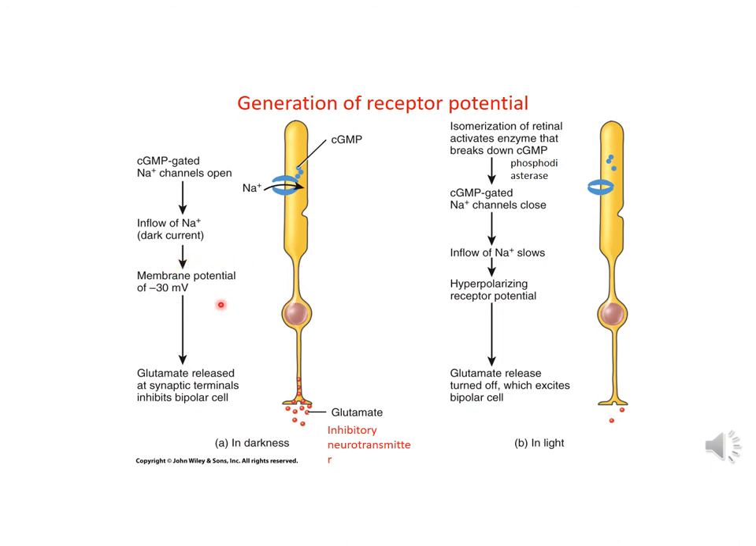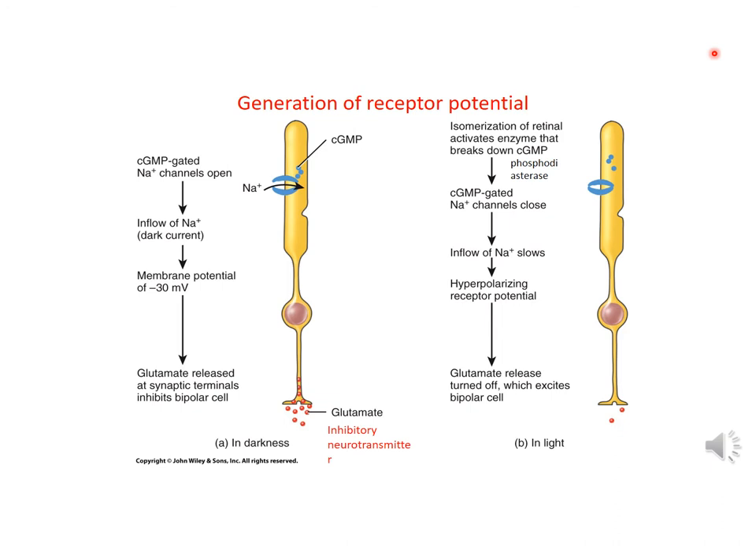And when you maintain the membrane potential at minus 30 millivolt, you keep the release of glutamate. And the glutamate is an inhibitory neurotransmitter, inhibits the bipolar cell. So in dark, we have membrane potential of minus 30 millivolt, and we have hyperpolarization of the bipolar cells. Again, in the presence of dark, the cyclic GMP gated sodium channels are opened, allowing sodium influx, and sodium is pumped back by the sodium potassium pump. So we are maintaining the membrane potential of minus 30 millivolt, and we are releasing the glutamate to inhibit the bipolar cells.